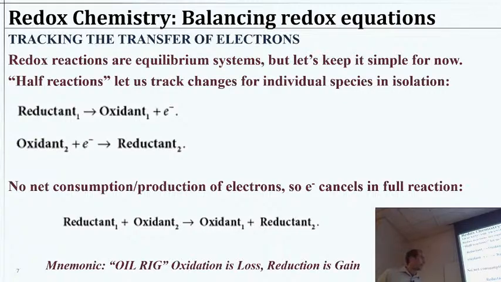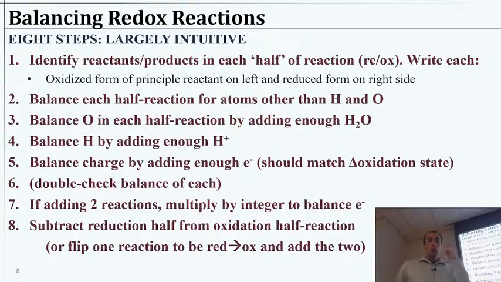There's a little mnemonic that you could remember if you wanted to. Oil rig: oxidation is loss, reduction is gain of electrons. Okay? All right. So how do we go about setting up and balancing a half reaction?